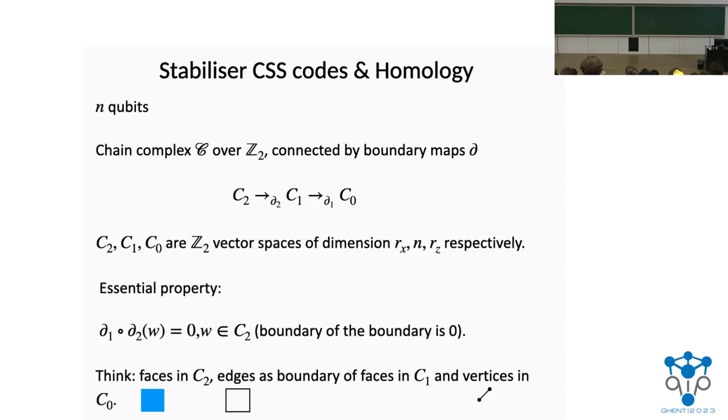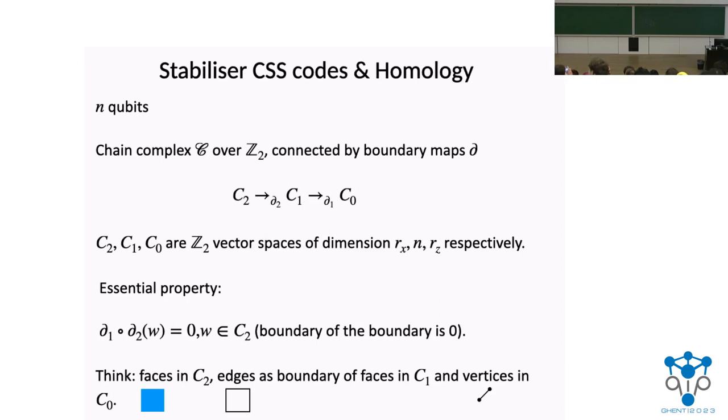Okay, so let's review this. What we start with is some things from homology. We start with something called a chain complex, and this is over Z2. That's to say, what we have is vector spaces, C0, C1, and C2, and they have some dimensions. The dimension of C2 is Rx, and of C1 is n.